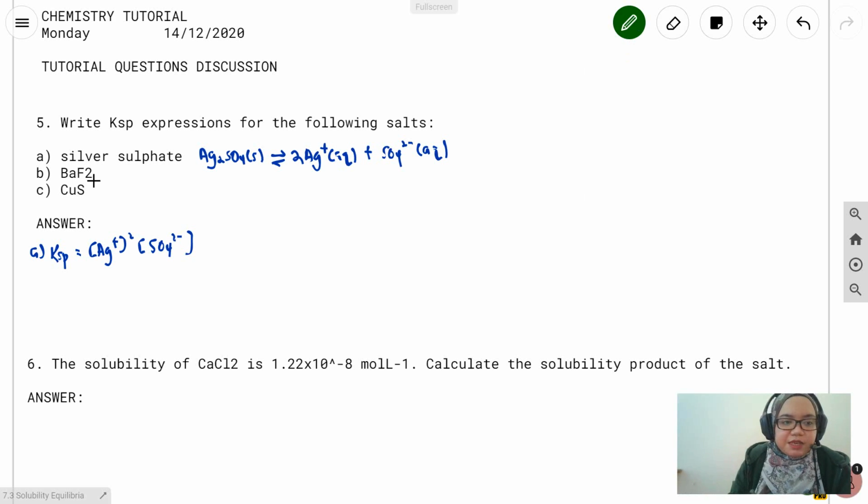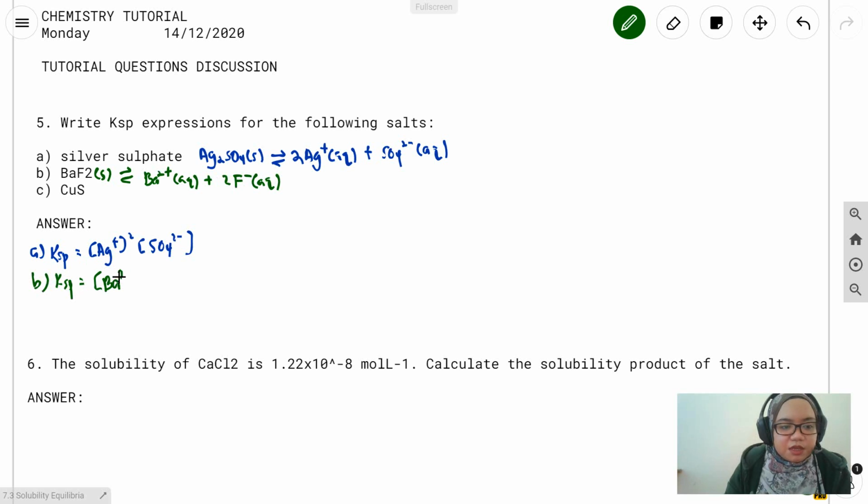Next, we go to B. So, B, BaF2, solid also, to form Ba2 plus aqueous plus 2F minus aqueous. So we will get the KSP for B equals the concentration of Ba2 plus times the concentration of F minus squared, because there is a 2 in front.